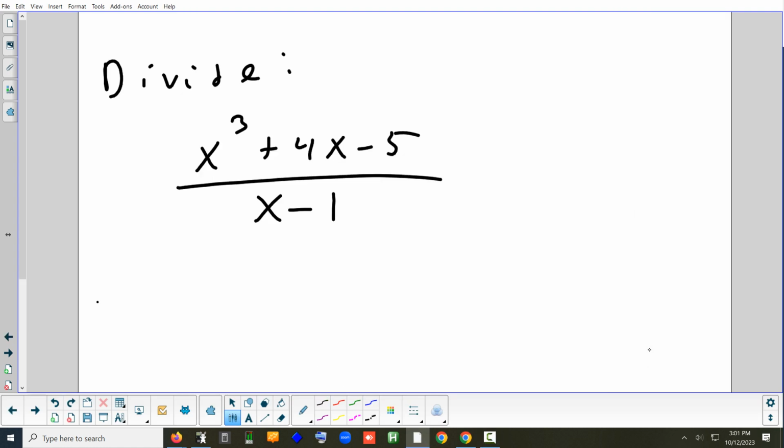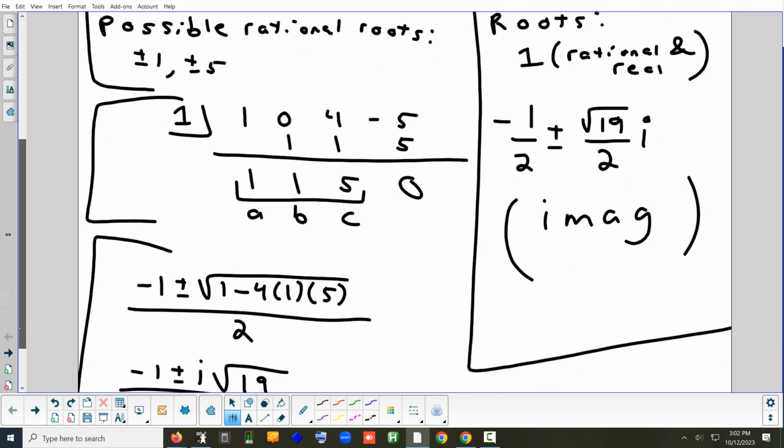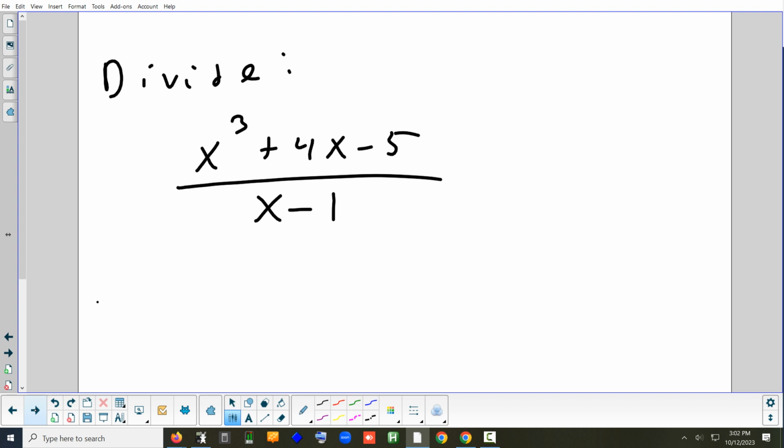Alright, so this one is going to cover how to do long division. It's the same division that we did in the last problem with synthetic. So if we get x squared plus x plus 5 with a remainder of 0, we know we did it right.